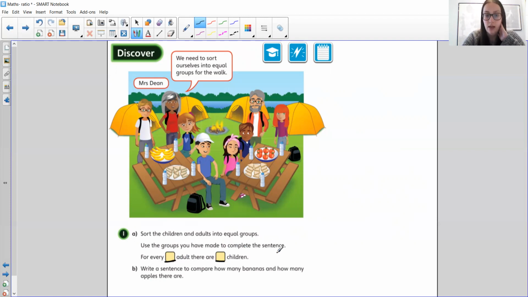If you can do that, little bonus, could you write it as a ratio? When you've done that, B, write a sentence to compare how many bananas and how many apples there are. So remember, ratio is a part-to-part comparison. We are comparing. So we need to compare how many bananas to apples. Pause video and have a go.